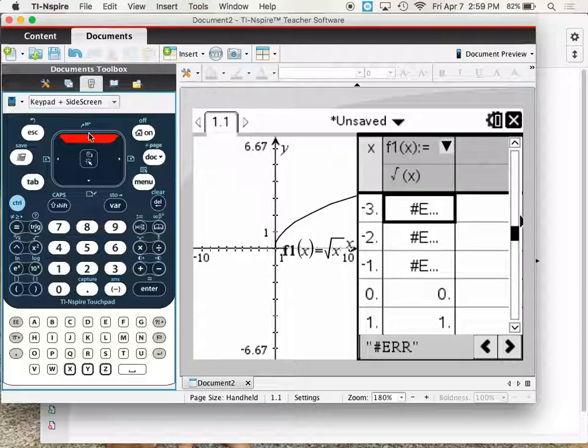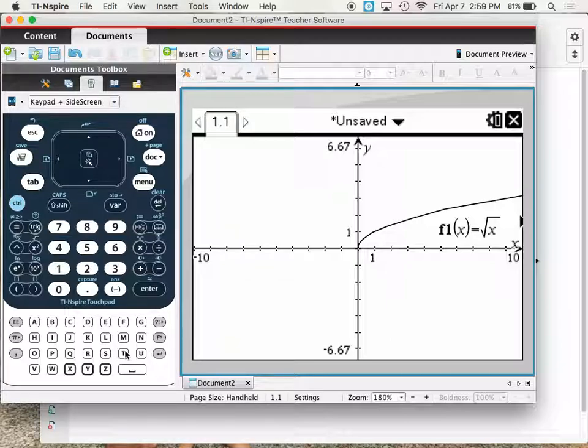Oh no, look down here. Go tweet it out. Hashtag error. Why the heck are we getting hashtag error? Well, think about it. If you take the square root of a negative number, it doesn't exist. It's what we call an imaginary number. So yeah, that hashtag error means don't plot those points either. The graph just stops.